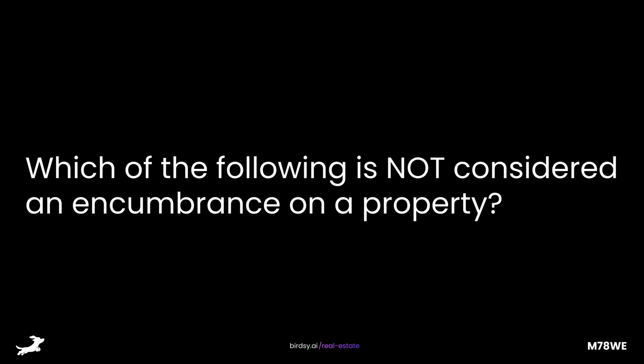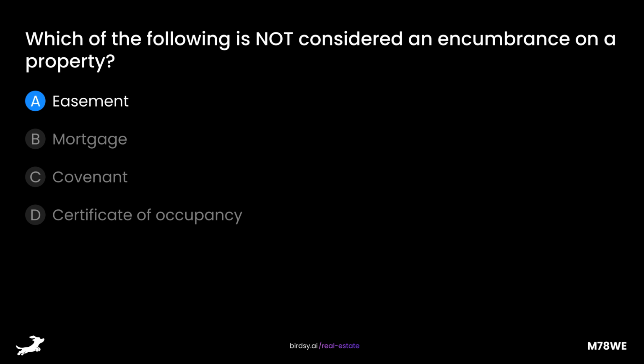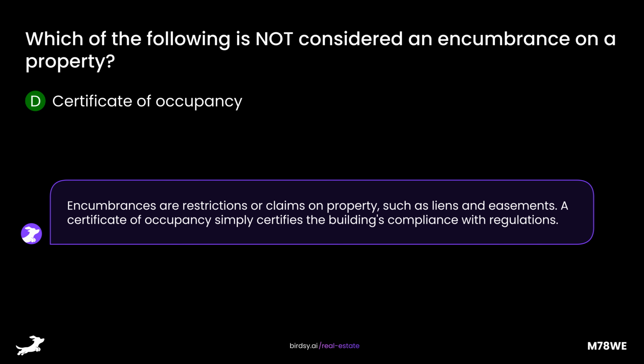Which of the following is not considered an encumbrance on a property? Is it A, easement, B, mortgage, C, covenant, or D, certificate of occupancy? The answer is D. Certificate of occupancy. Encumbrances are restrictions or claims on property, such as liens and easements. A certificate of occupancy simply certifies the building's compliance with regulations.